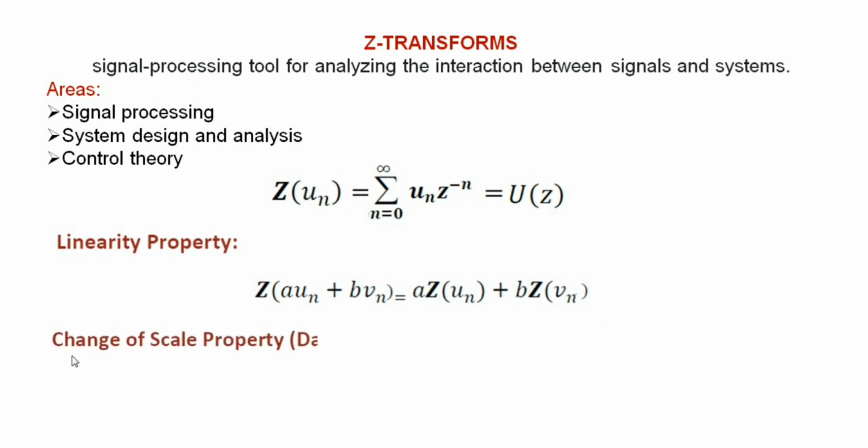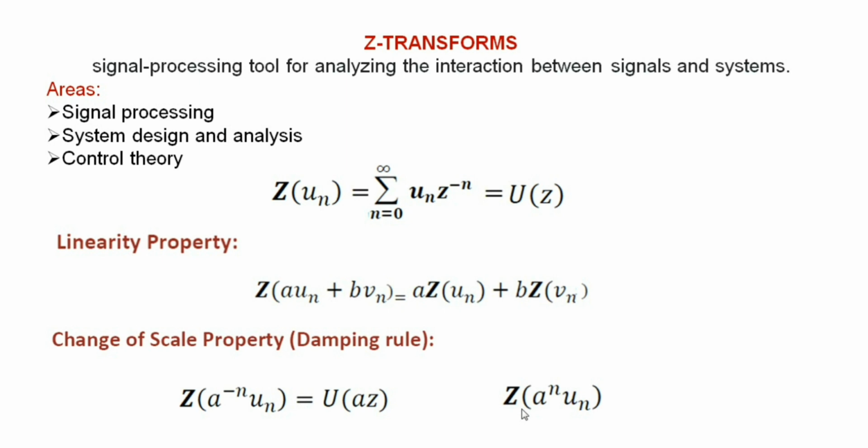Now we can see the change of scale property, or the damping rule. Let u_n be any discrete sequence and Z{u_n} = U(z), then Z{a^(-n) u_n} = U(az).